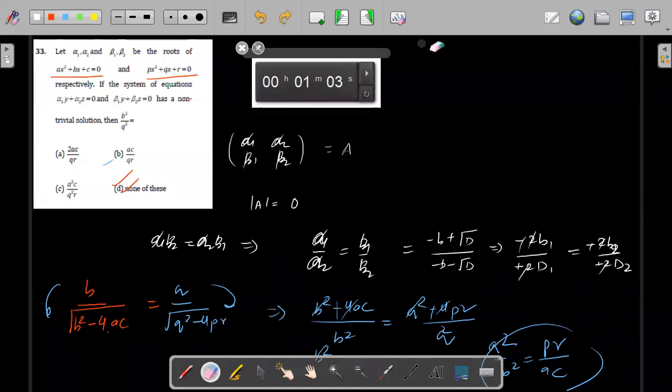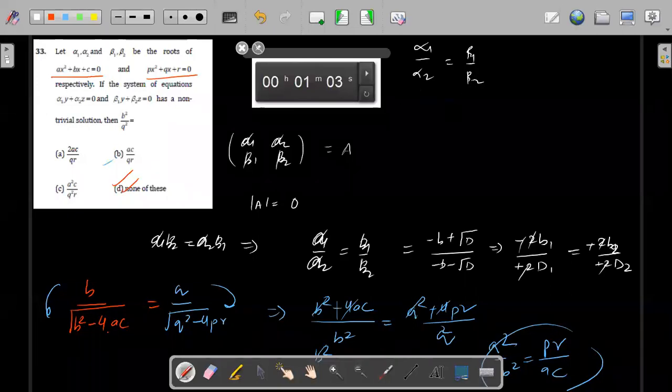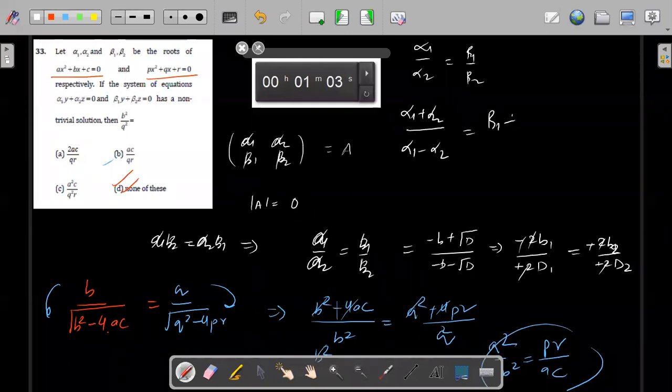Till here you must have understood alpha 1 upon alpha 2 is equal to beta 1 upon beta 2, right? So alpha 1 upon alpha 2 is equal to beta 1 upon beta 2. So what I will take is componendo dividendo. So alpha 1 plus alpha 2 upon alpha 1 minus alpha 2 is equal to beta 1 plus beta 2 upon beta 1 minus beta 2.